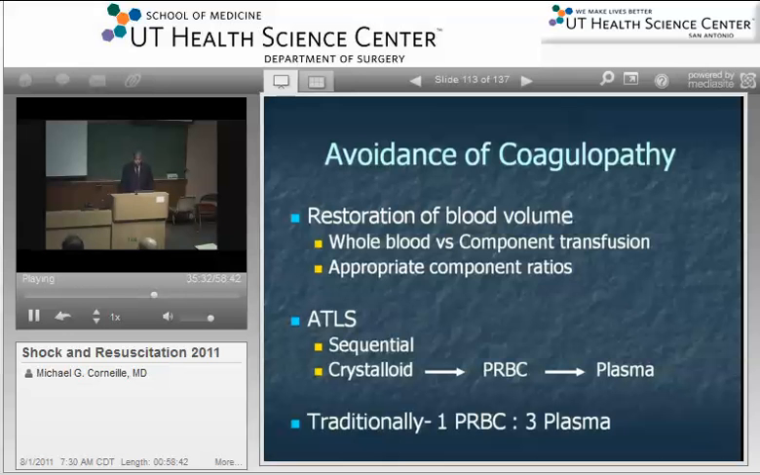We transfuse components now. We don't transfuse whole blood. If we were transfusing whole blood, this really wouldn't be a question, and that's what some of the proponents of whole blood transfusion suggest, that we don't have to worry about optimal ratios. The patient is bleeding blood. We should give them blood.